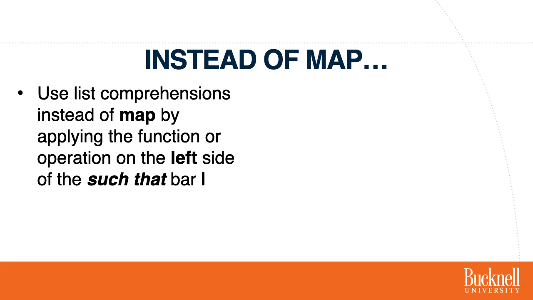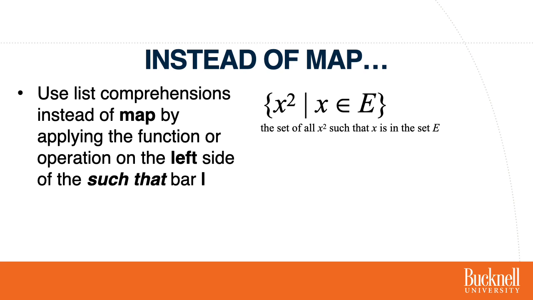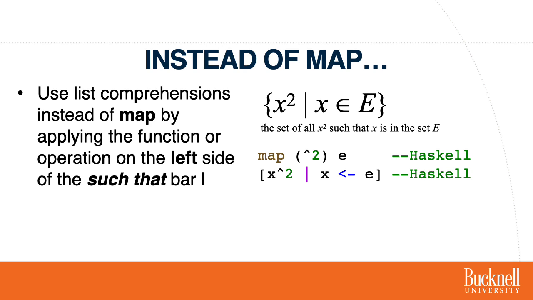List comprehensions can do more interesting things than just identity, fortunately. For example, we can use a list comprehension instead of the map by applying the function we want to apply to each element of the list on the left-hand side of the such that bar. For example, let's say we wanted to square each element of a list. We could do that using the map function, map square E, where E is a list, or we could do this using a list comprehension, where we square each x such that x is an element of E.